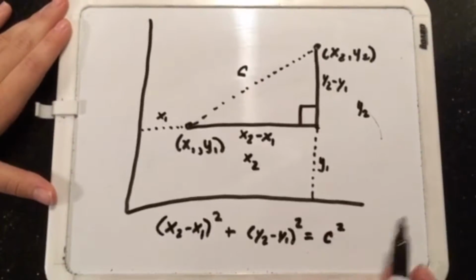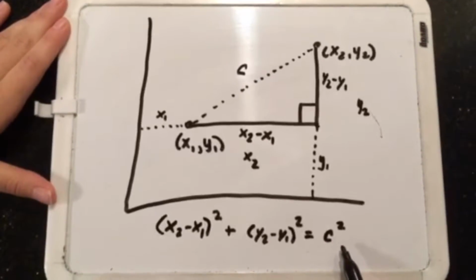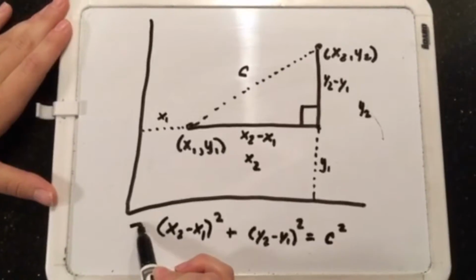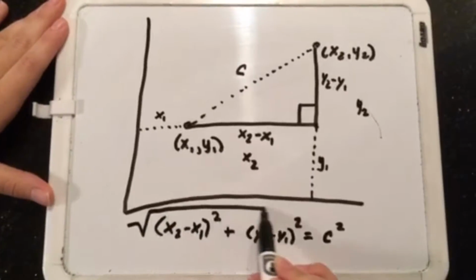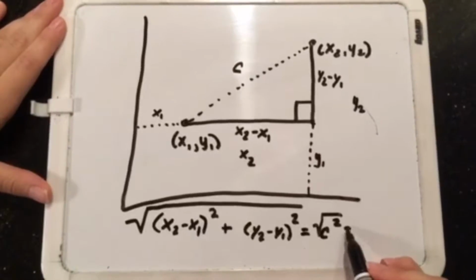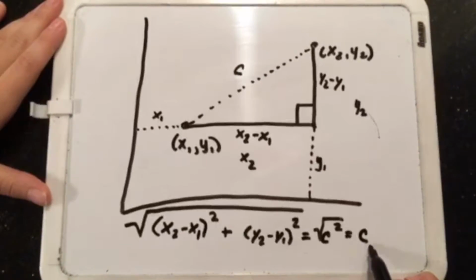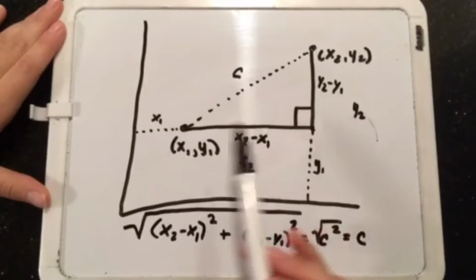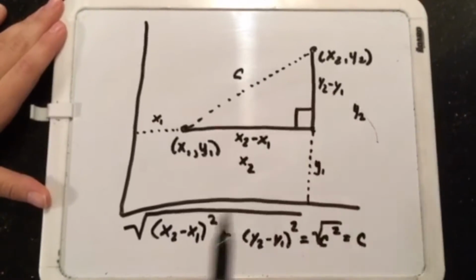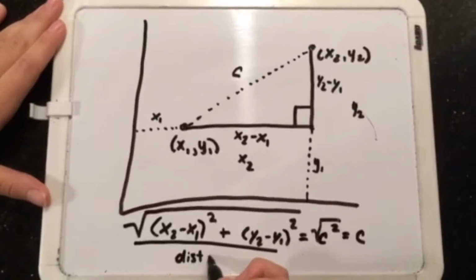Now in order to solve for c, we have to take the square root of both sides. So if we square root this entire side, and we square root the right side, this will end up giving us c, which is what we were looking for, the hypotenuse, or the distance between point 1 and point 2, and that will give us the distance formula.